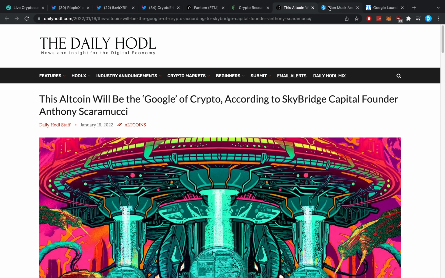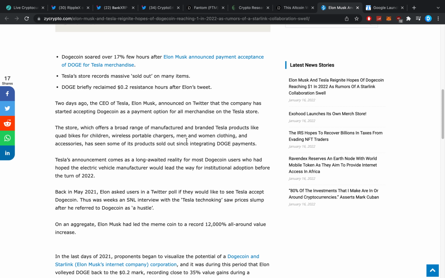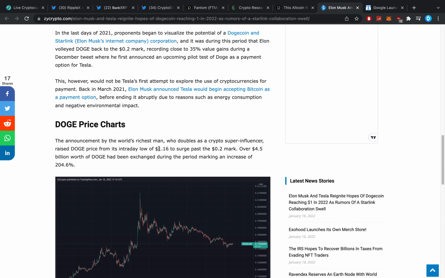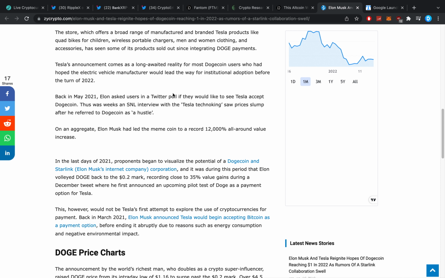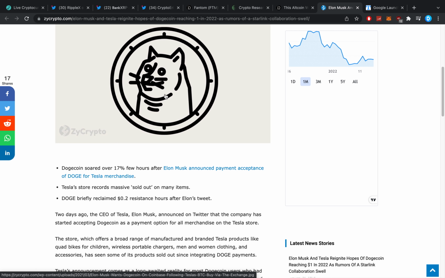Talking about Dogecoin, Elon Musk and Tesla reignite hopes of Dogecoin reaching $1 in 2022 as rumors of a Starlink collaboration swell. Starlink is one of my favorite metaverse coins right now, so I was kind of wondering exactly what this was about. I've been trying to figure out exactly where this all came from or exactly how it works, but it's different than I would have expected, right? Because Starlink is a crypto, but in this sense here, in the last days of 2021, proponents began to visualize the potential for Dogecoin and Starlink, Elon Musk's internet company. And so, well, this is just a speculation. It's not really something we can hold on to. It's just somebody thinking of something and they made an article. So don't hold on to this too much.